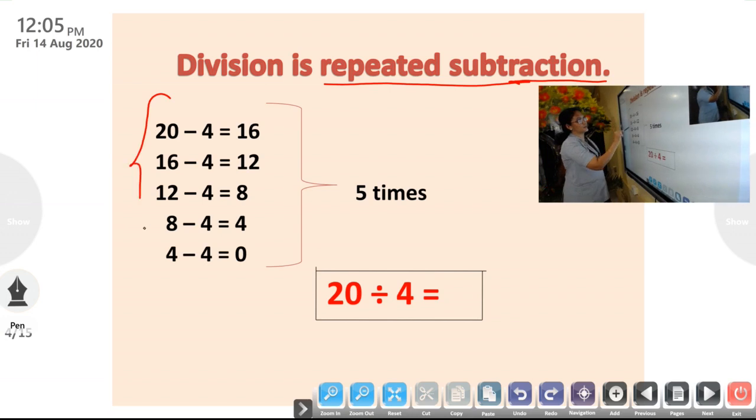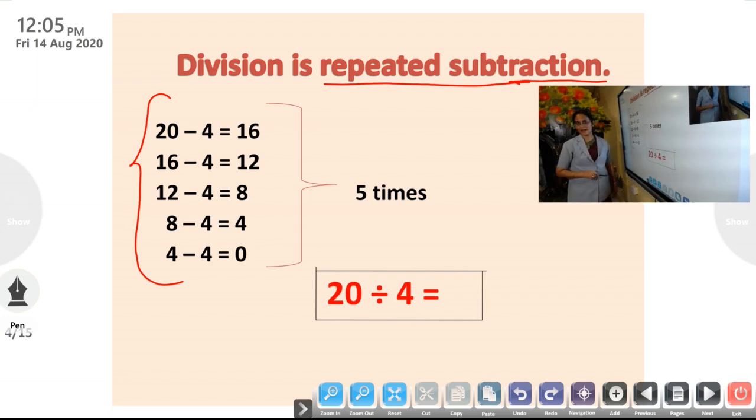See, some numbers are subtracted here. 20 minus 4. What is 20 minus 4? It is 16. Then again 16 minus 4. What is 16 minus 4? It is 12. Again from 12 subtract 4. 12 minus 4, answer is 8. Then from 8 again you subtract 4. 8 minus 4 is 4. Then last one, 4 minus 4. What you get? 0.